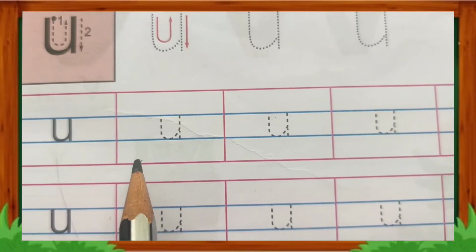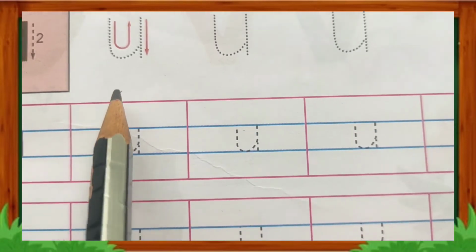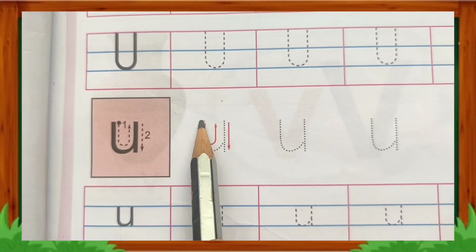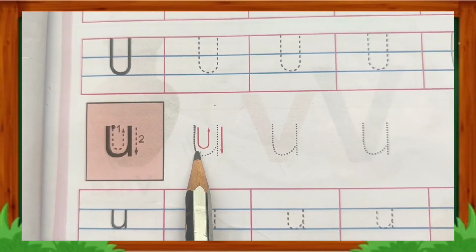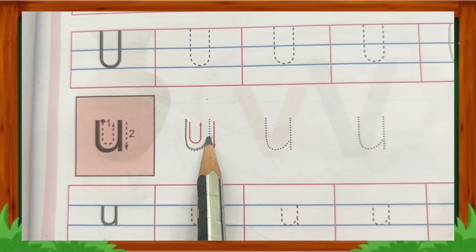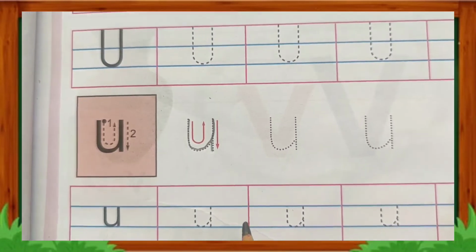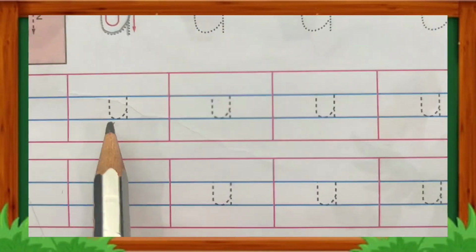Small letter U. Draw a standing line and a small curve and again a standing line. Small letter U.